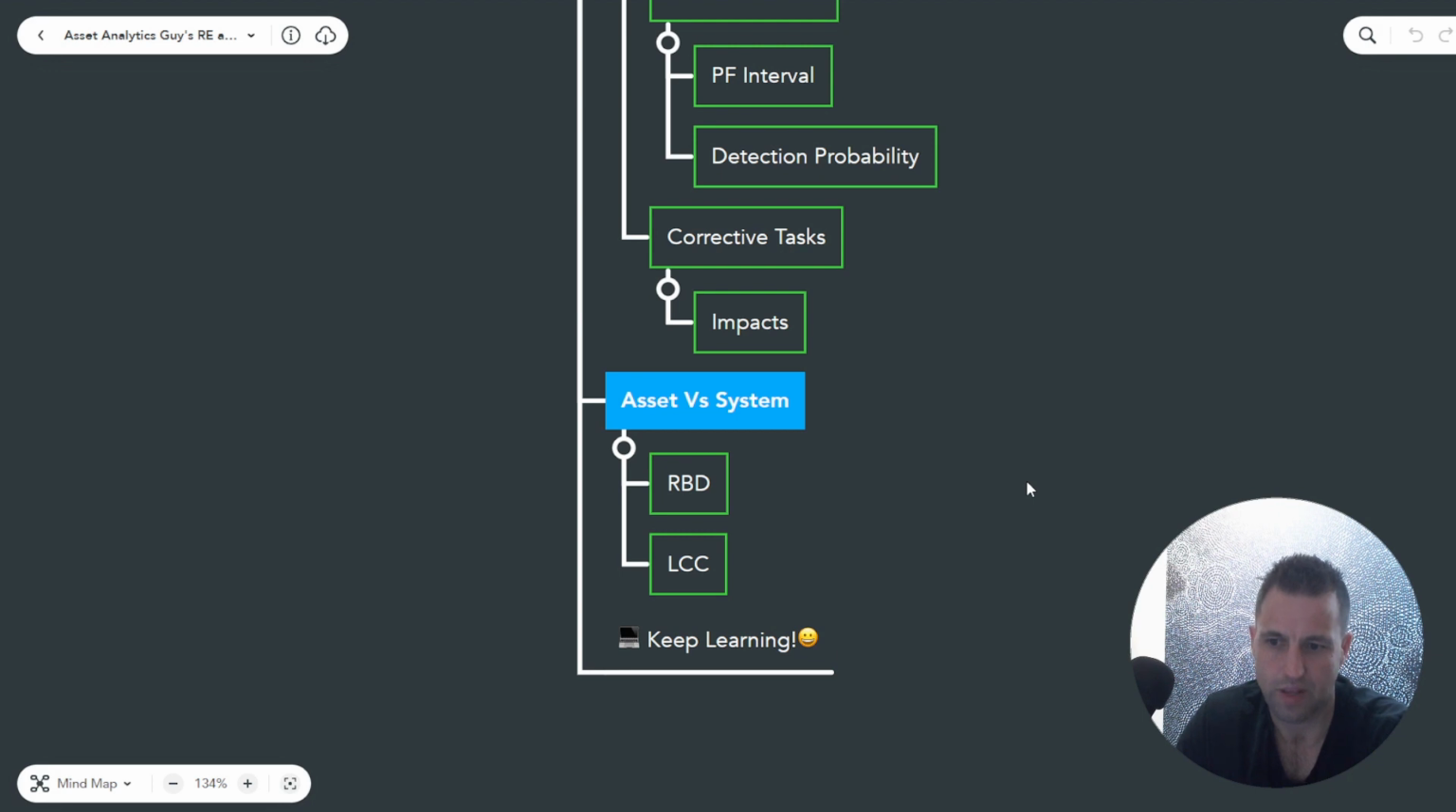Once you have a really good grasp of that, I think that is a great start for getting into the reliability engineering and asset analytics space for 2024.